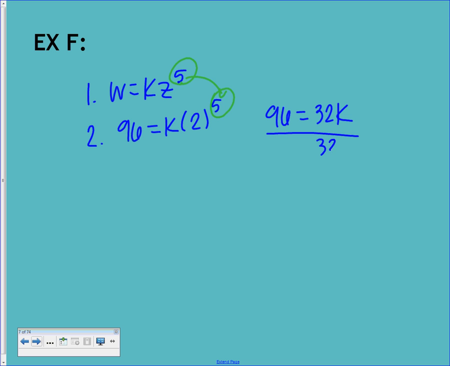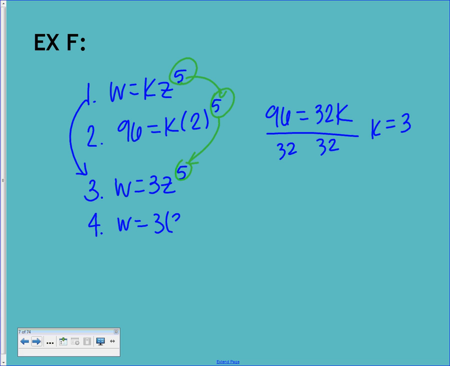So divide each side by 32. So k will equal 3. So I can rewrite my first equation with a 3 in for my k, and again that's 3z to the 5th, carrying down that exponent. And then question 4 says find w when z equals 3. So plug in 3 for z. Remember to do your exponents first, and you should get 729.